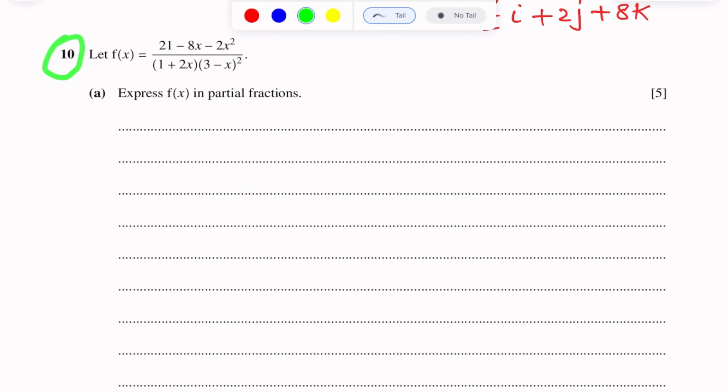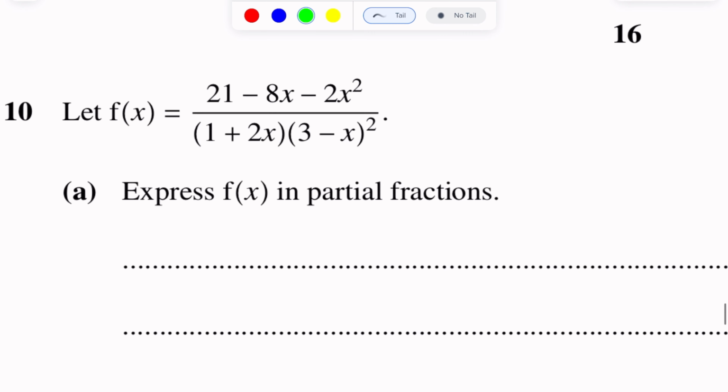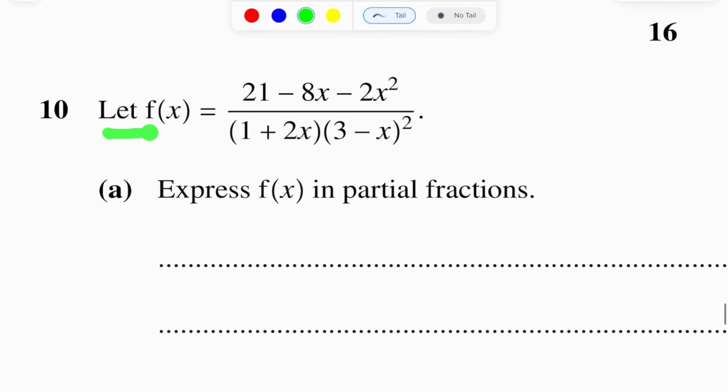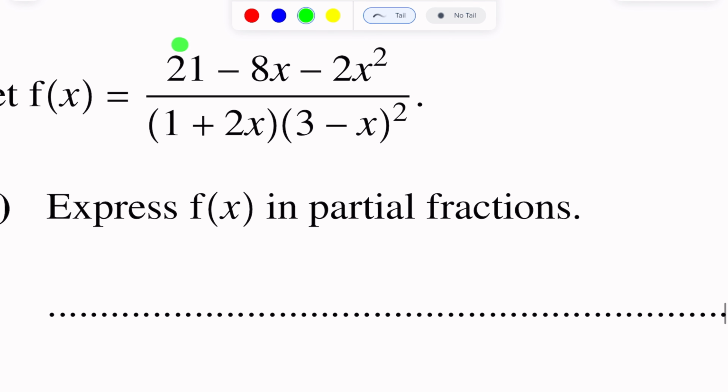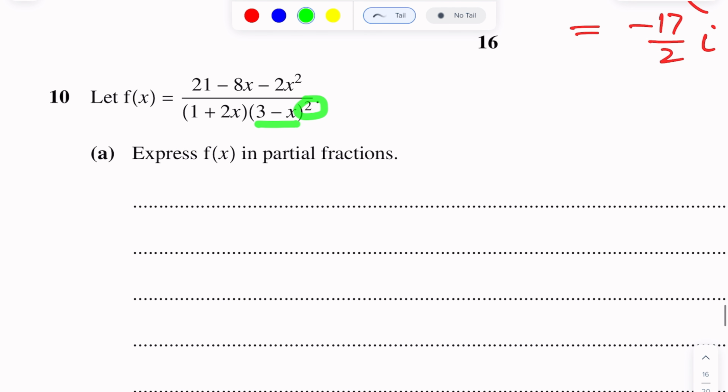Question number 10. This question is of partial fraction. Let f(x) is equal to (21 minus 8x minus 2x square) over (1 plus 2x) into (3 minus x) whole square. First of all, we have to observe whether the fraction is proper or improper. Clearly this fraction is proper because the degree of the variable is lower in the numerator than in the denominator.